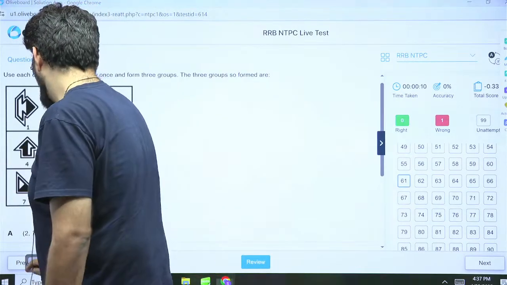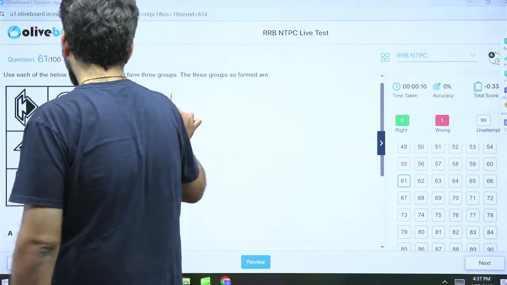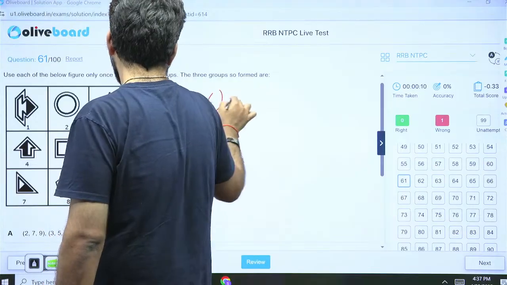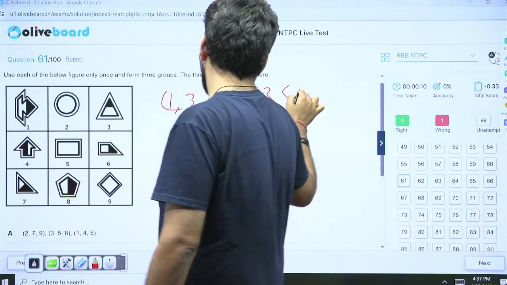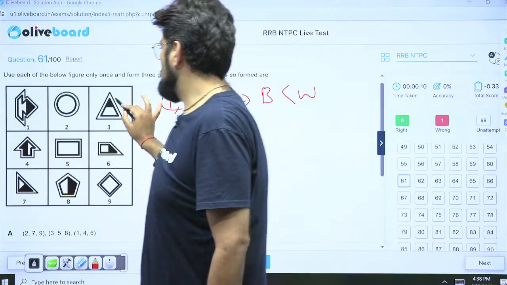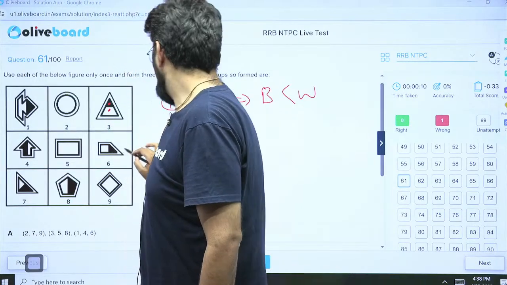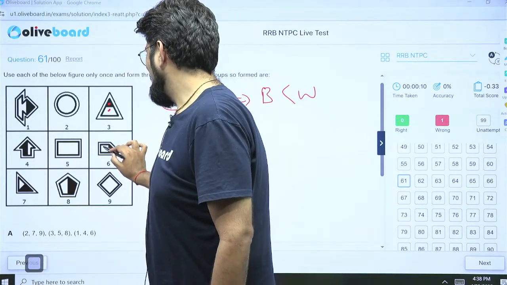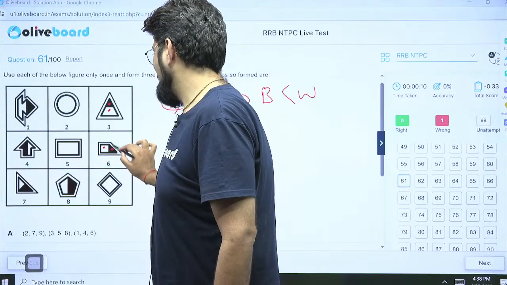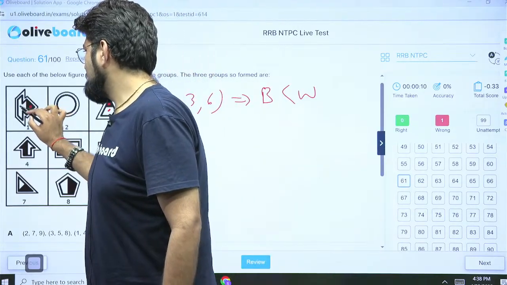See, in 1, 3, 6, black is less than white. Don't count the external black, okay? Only count the internal black. This black and this white. So black is less than white. White is a square. The black is a triangle, and black is less than white surely.